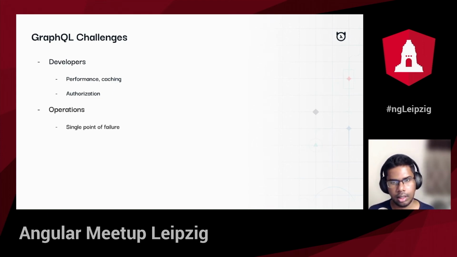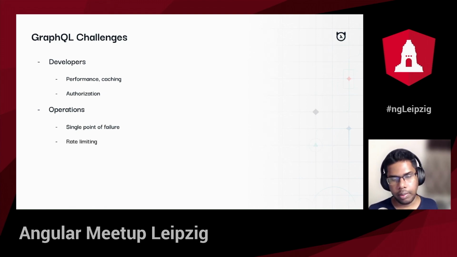On the operation side of things, since GraphQL is a single endpoint, it also means that it's a single point of failure. Let's say your Angular app is now relying on your GraphQL API. If your endpoint is down, your entire app is down. Whereas previously with REST APIs, certain endpoints could be down but your entire server was not down, because you were using different servers for different endpoints. GraphQL is a single point of failure due to the nature of it being one endpoint, right?